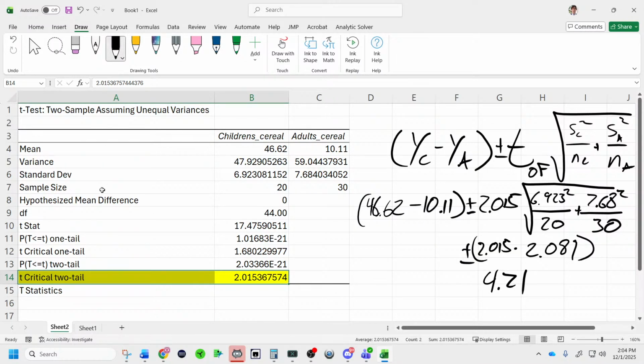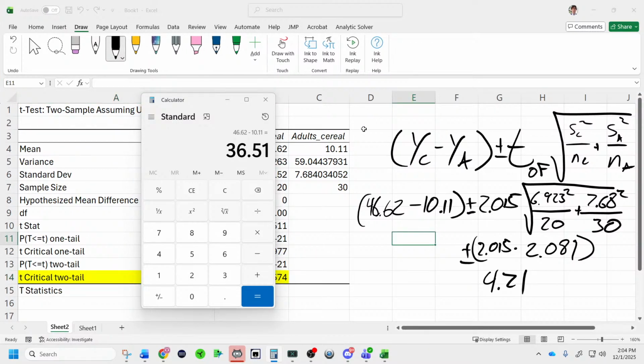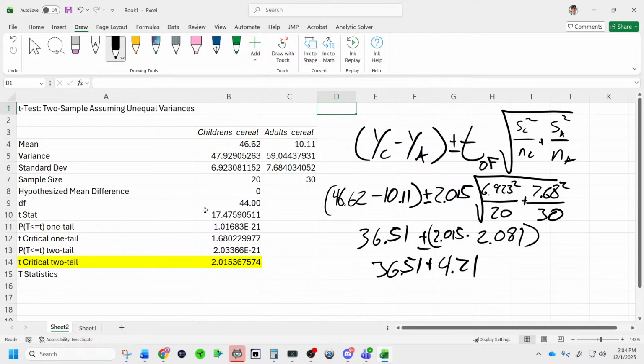And then we just subtract here to get the center of the interval, which is 46.62 minus 10.11, 36.51. 36.51, and then you add and subtract on the interval to get the upper and the lower. So the upper is going to be 40. We're just adding these numbers right there, literally just adding them. 40.72, and the lower on the interval is going to be 32.30, I believe. So double check your math.